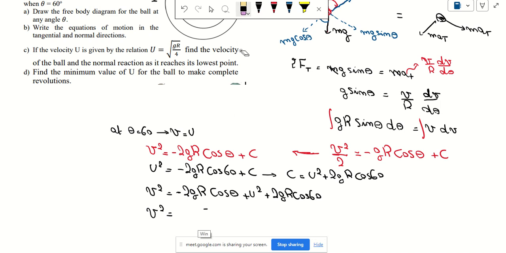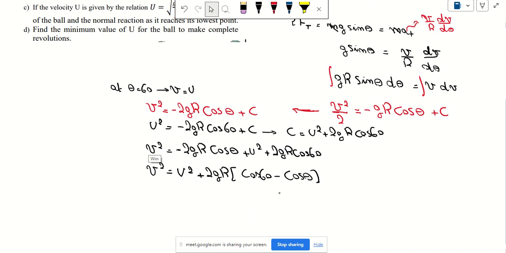Just again simplify this one. v squared is equal to u squared plus 2gr, cosine 60 minus cosine theta, and we know that cosine 60 is equal to half, so we'll find that v squared is equal to u squared plus 2gr, half minus cosine theta.